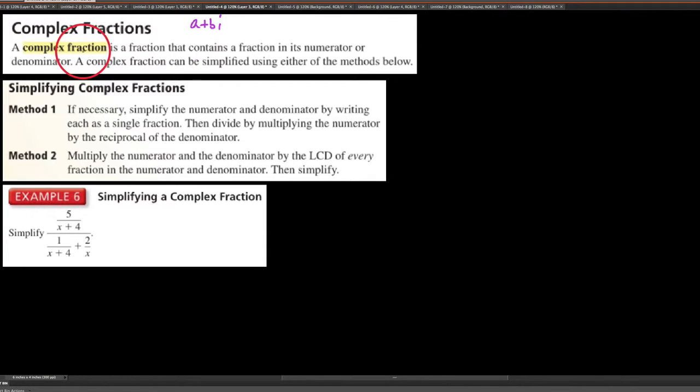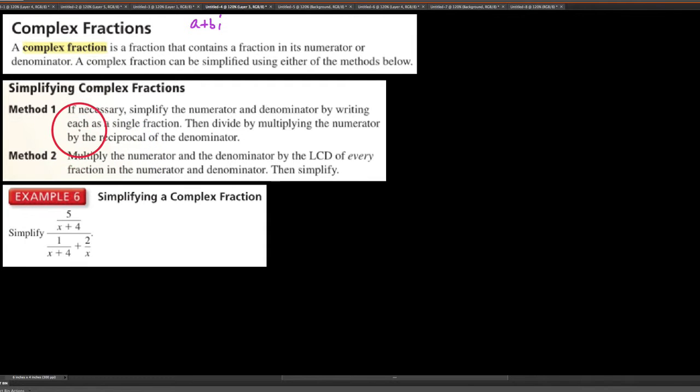So that is to say that we define a complex fraction as being a fraction that contains a fraction in its numerator or in its denominator. So a complex fraction essentially is a fraction within a fraction, and a complex fraction can be simplified using either of these methods that we see here. And so we're going to outline a couple of methods, but most specifically we're going to favor one over the other. So let's take a look at what these are.